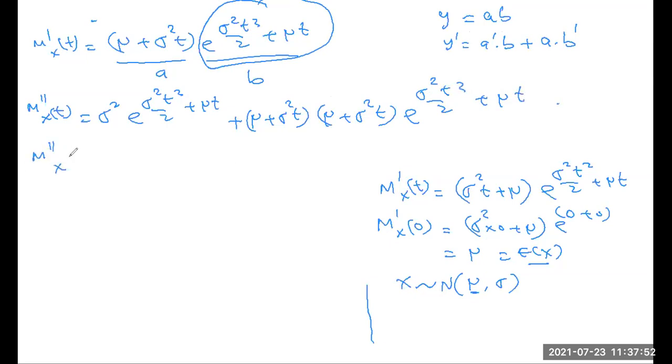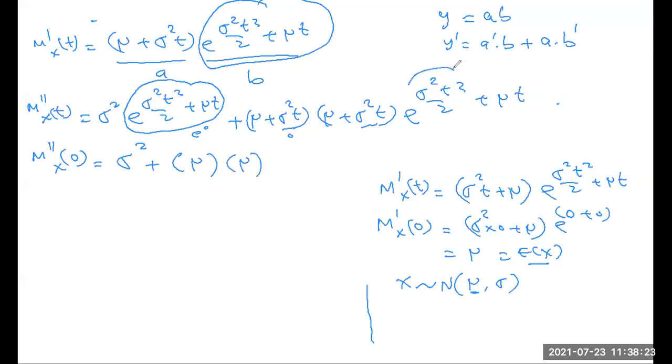So the second derivative when t is equal to 0 is given by sigma squared. When t is equal to 0, you have exponent of 0 here; the whole of this reduces to exponent of 0, which is 1. That leaves us with sigma squared plus, here we have mu. When t is equal to 0, this term reduces to mu, so mu times mu. The exponent of 0 is 1. So we simply get sigma squared plus mu squared.